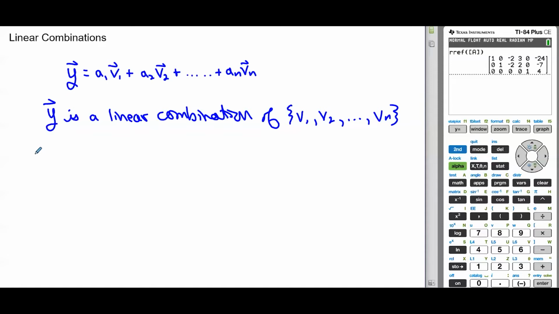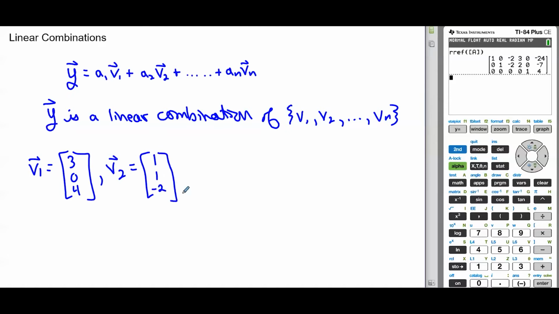Let's do an example here. Let's say v1 is 3, 0, 4. I'm just making this up. v2 is 1, 1, negative 2. And v3 is 0, 0, 7. So if I were to say, let's just make this up, 2v1 plus 3v2 minus v3. What is that?